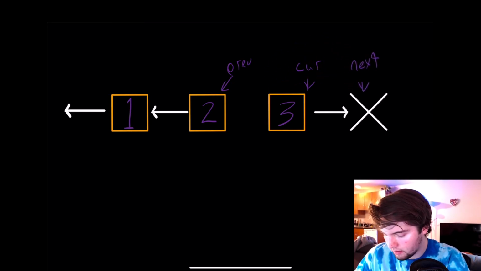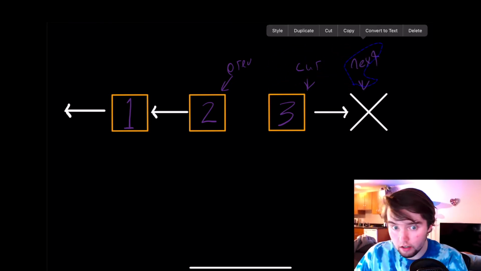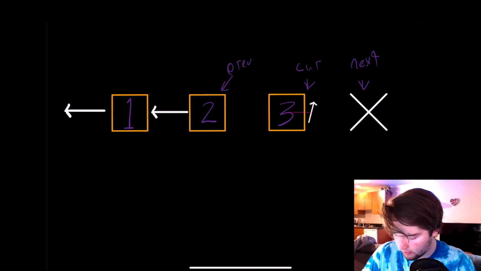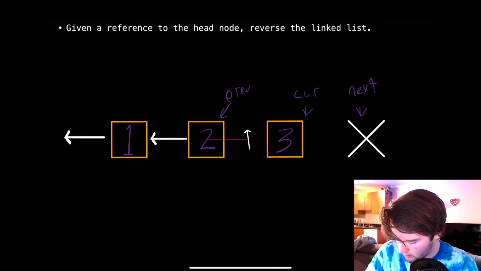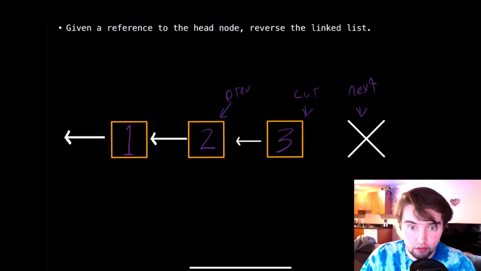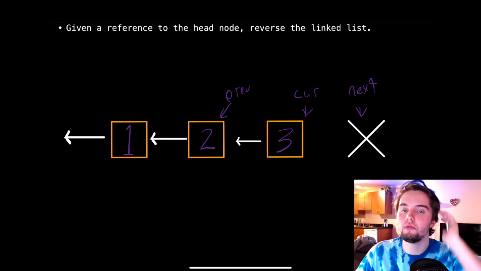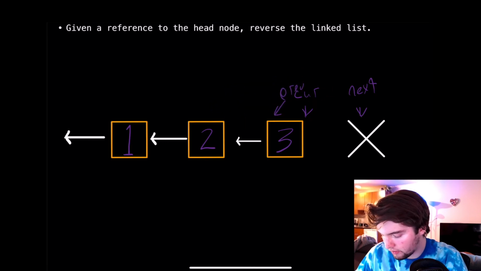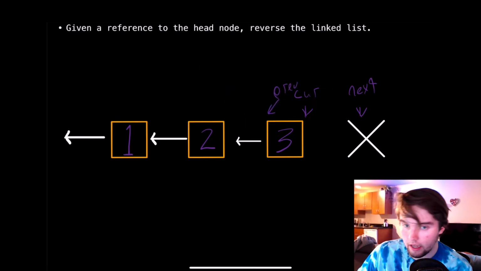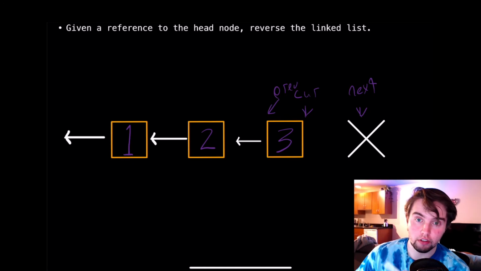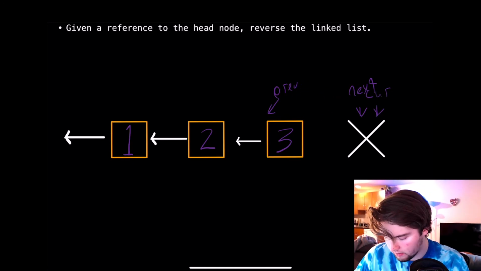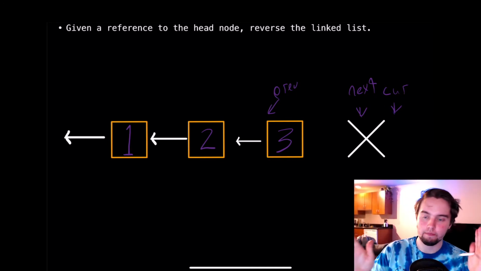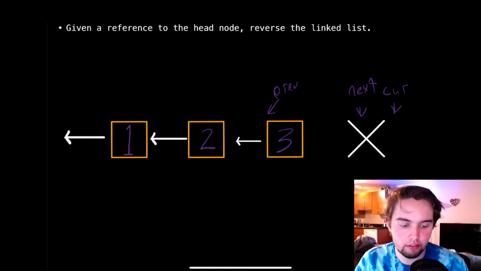So next gets pointed to null, and then cur.next is equal to prev. So that'll flip this arrow like so, and then after that we say prev is equal to cur, and so prev points to the same thing as cur, and now cur is equal to next. Alright, so now next and cur both point to null, and so we're done. And in the end, all we need to do is return prev.